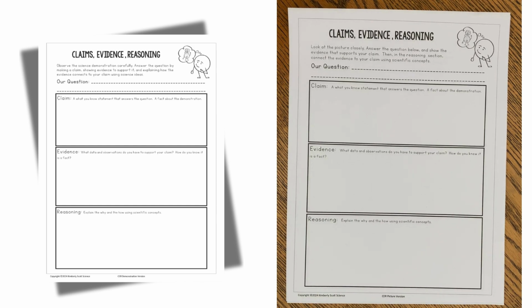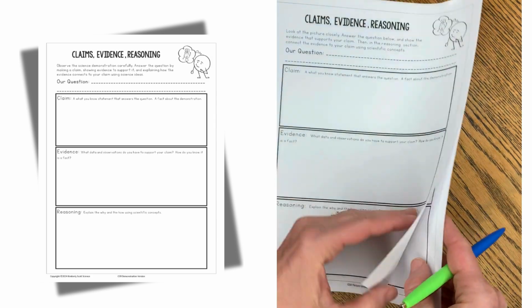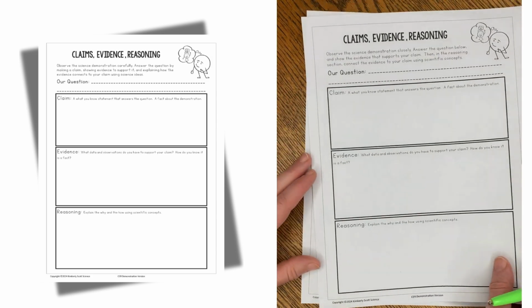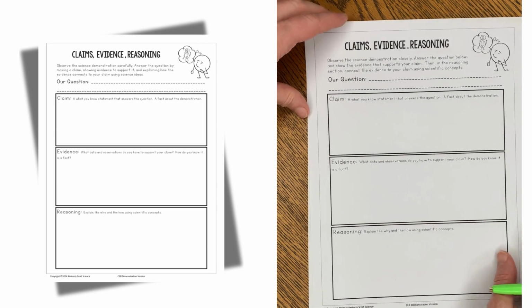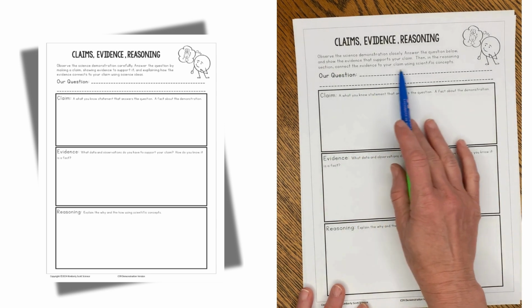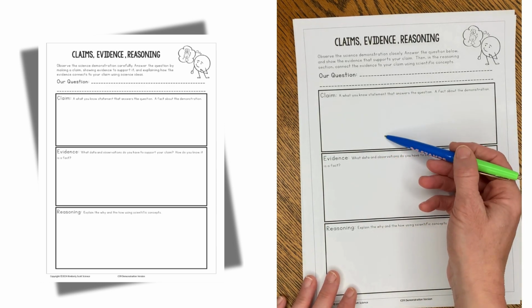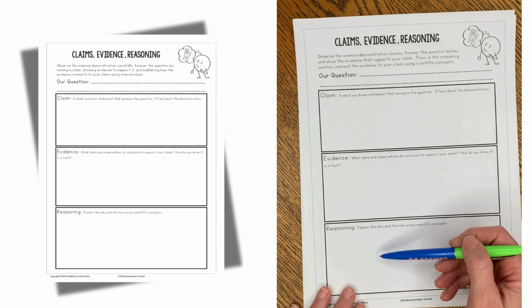Another way I also do CER, which is the second page on here, and this one deals with an experiment. So just make sure when you're doing these pages, you're looking at which one you've selected. This is observe the science demonstration closely. So again, you could do an experiment right at the beginning of the class, have our question, you demonstrate it for them, and then they come up with a claim and the evidence and the reasoning for it.